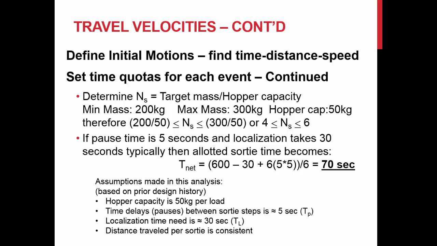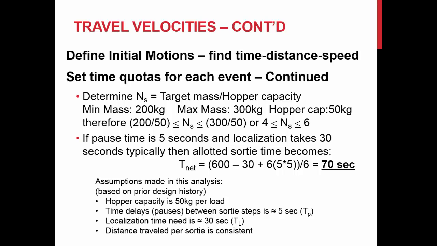If we take a look at the travel velocities as well, then we can find the time, distance, and speed quotas required for the amount of regolith that we wish to collect. In this case, we want a minimum of 200, a max of 300, and our hopper has a capacity of 50 kilograms. Some simple math tells us we're going to want to run at least 4 and probably no more than 6 sorties in a mission in order to get the desired amount of regolith collected. Also, again, pause time is 5 seconds and localization time is 30 seconds.